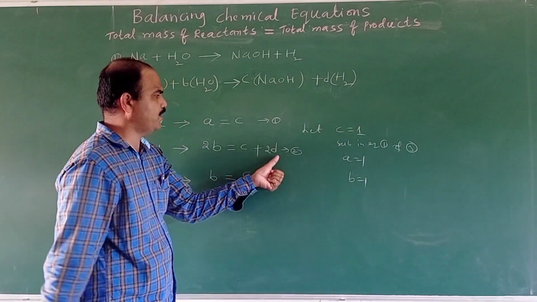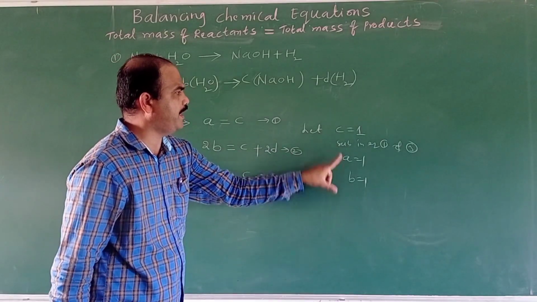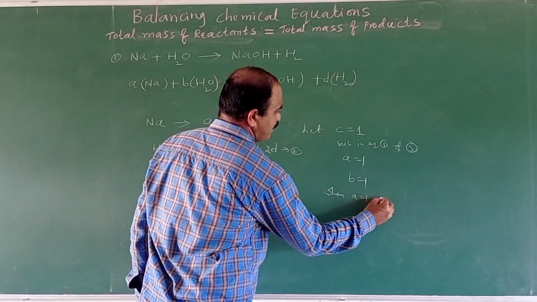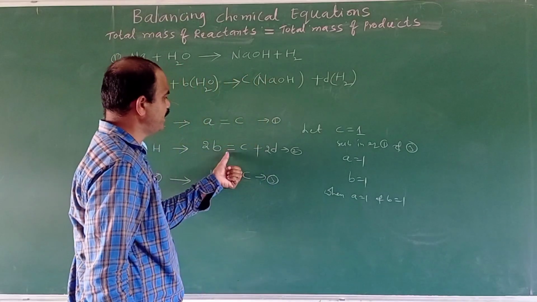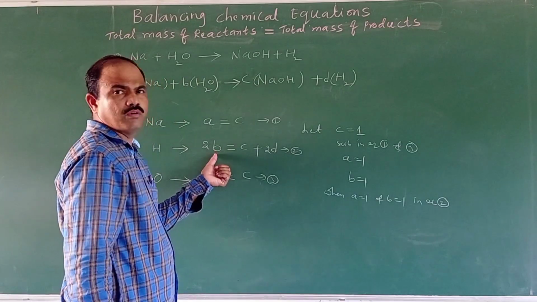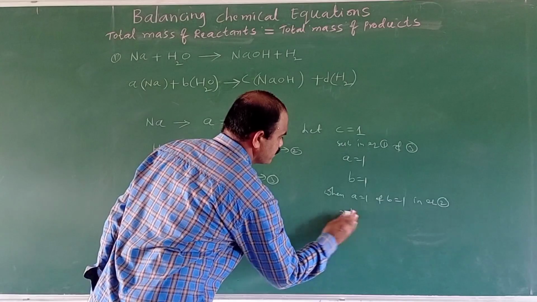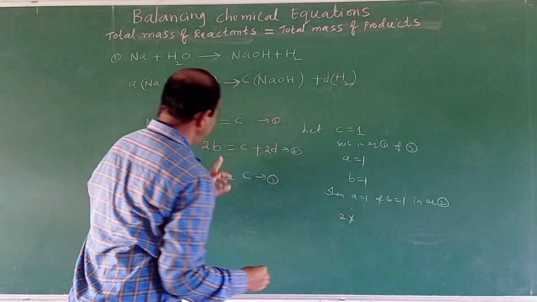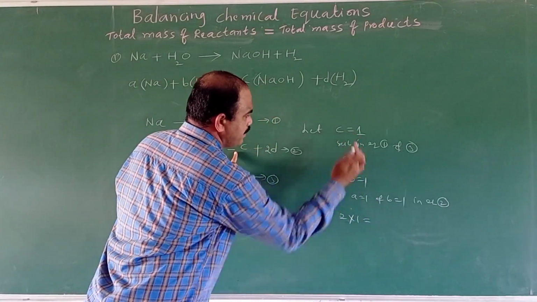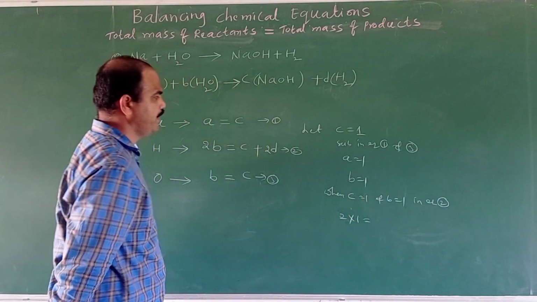And now you don't know the D value. But you know A, B and C, and when these values are substituted in equation 2, what do you get? So 2B, already B is 1, so 2 into 1, 2 equal to C. Here C equal to 1, and D equal to D.